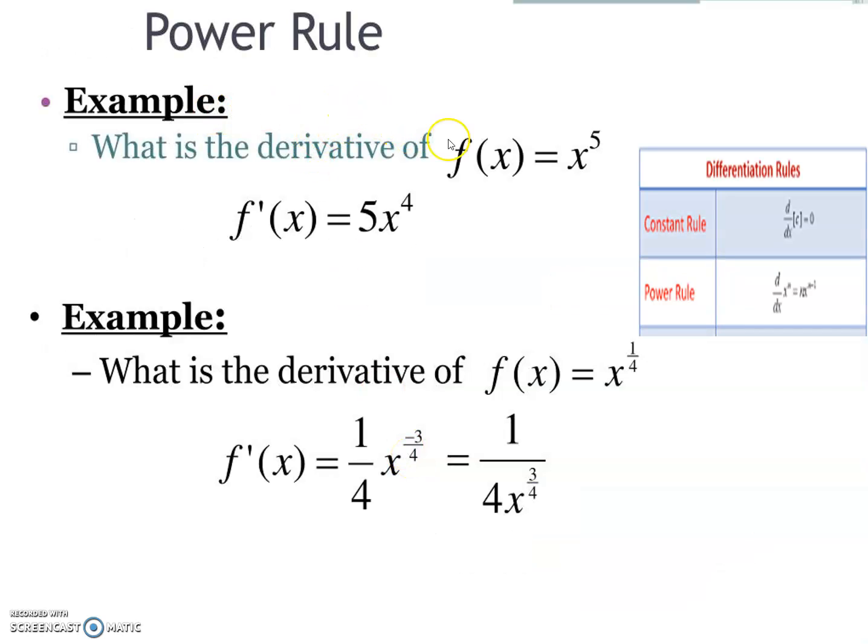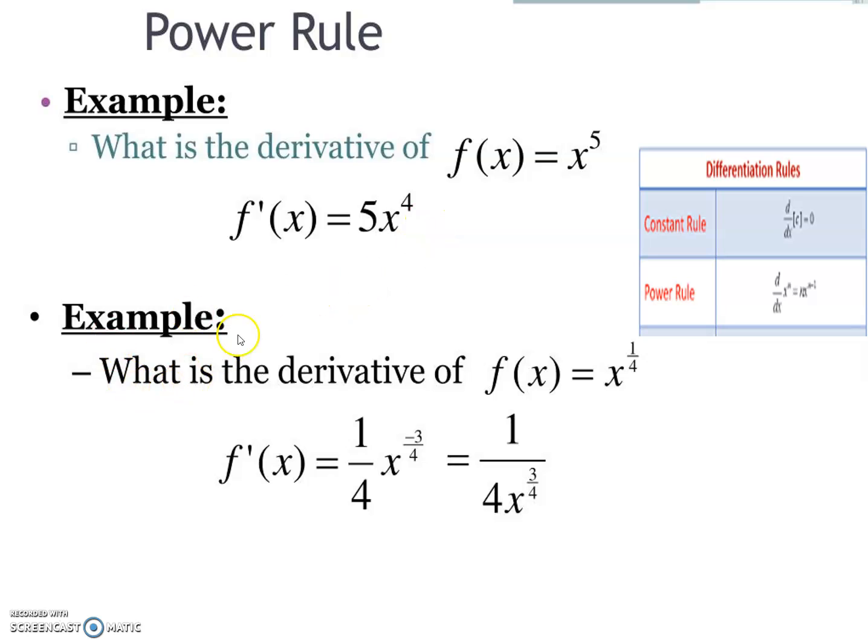Now we also establish the power rule with this example. This is a 2 marks example. What is the derivative of f of x is equal to x raised to 5? The derivative of a constant is 0, and the derivative of x raised to n is n x raised to n minus 1. So 5 x raised to 4.